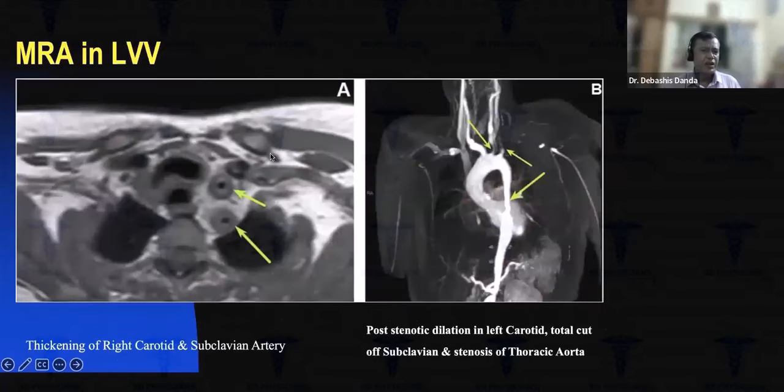So in MR angiography in large vessel vasculitis shows again thickening of the right carotid and subclavian artery in this patient, and there is a post-stenotic dilatation, as you can see here, of the carotids. Here also you can see the subclavian, and stenosis of the thoracic aorta is also seen.